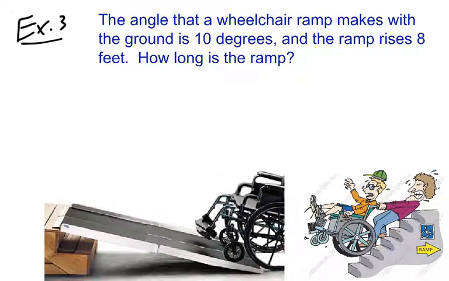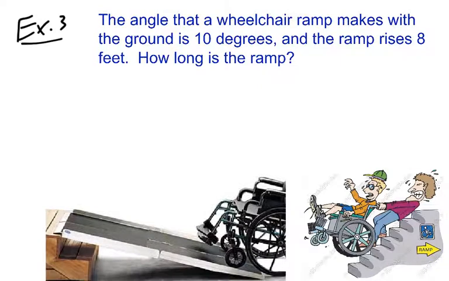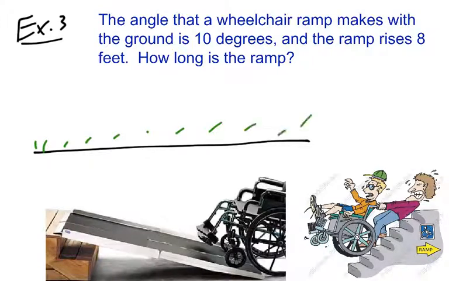So I'm going to draw a picture to represent this. The angle the wheelchair ramp makes with the ground is 10 degrees. Well, I'm going to draw the ground. Remember, when in doubt, draw it out. So draw the ground, and there's some nice little grass on our ground. Okay, getting carried away. The ramp is going to go up. There's the ramp. It's going up 10 degrees. So that's 10 degrees. I'm going to label that angle because it says 10 degrees with the ground.